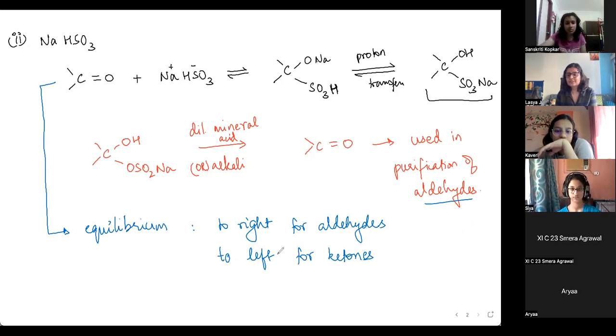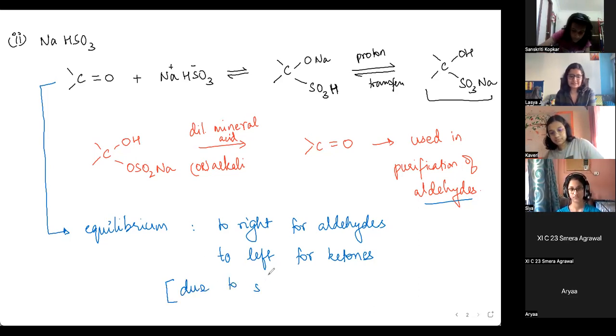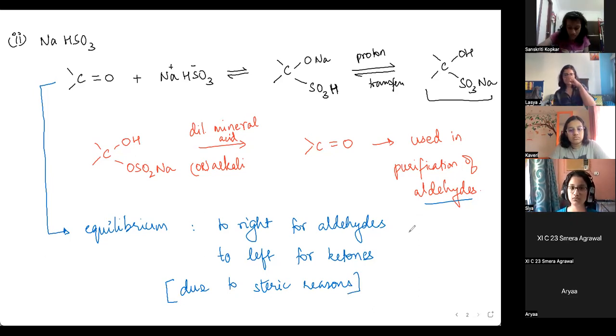Why are aldehydes more reactive in this reaction? Because of the presence of H, and the absence of H in ketone. Compared to ketone, which has the R group, which provides steric hindrance. Due to steric reasons, the bulkier the group, the less reactive.